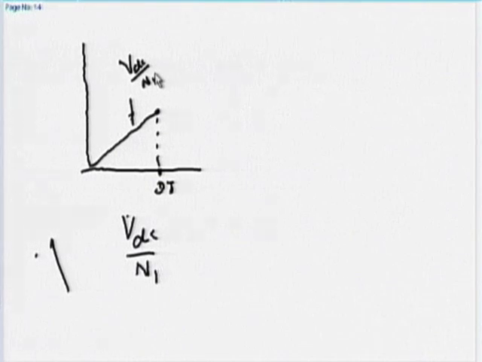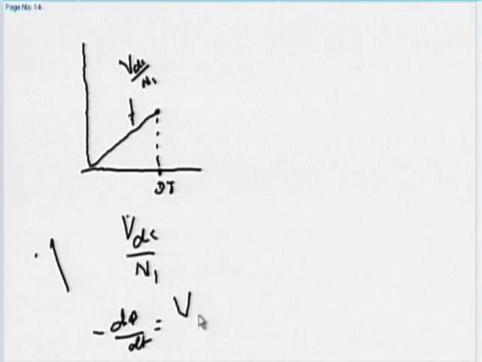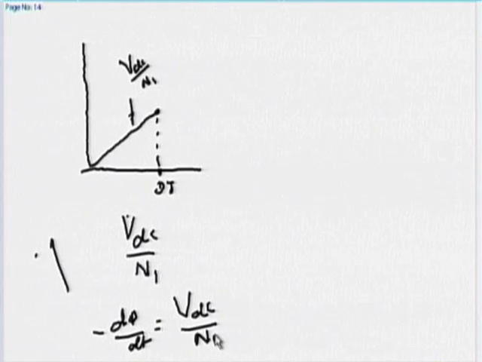Now, N1 and N3 have the same number of turns. The voltage applied to the coil is also the same. N3 is connected across VDC, and N1 is also connected across VDC. So, minus d phi by dt is VDC divided by N1. Now, D is greater than 0.5.